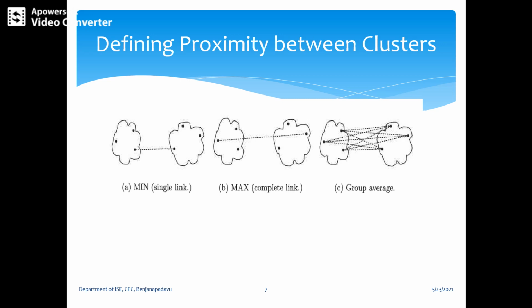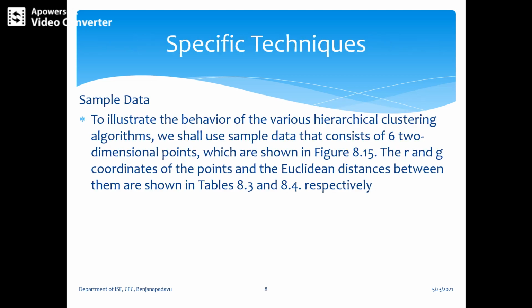The analysis of the basic agglomerative hierarchical clustering algorithm is straightforward with respect to computational complexity: O of m squared. Other than that, we are going to discuss the specific techniques next. Now we are going to explain the specific techniques using sample data: single link or min, complete link or max, and group average.